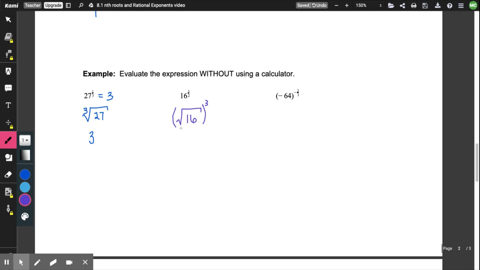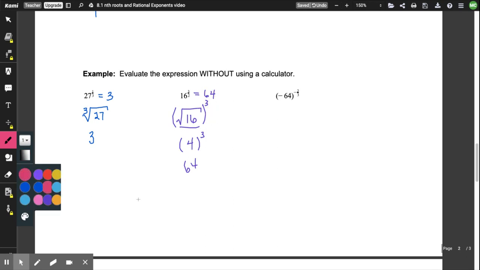Now to evaluate this one, it would be easiest if I evaluate the square root of 16 first. So the square root of 16, what times itself 2 times gives me 16? That would be a 4. And then I can raise 4 to the 3rd power. So that's 4 times itself 3 times. 4 times 4 is 16. 16 times 4 is 64. So 16 to the 3/2 power is 64.